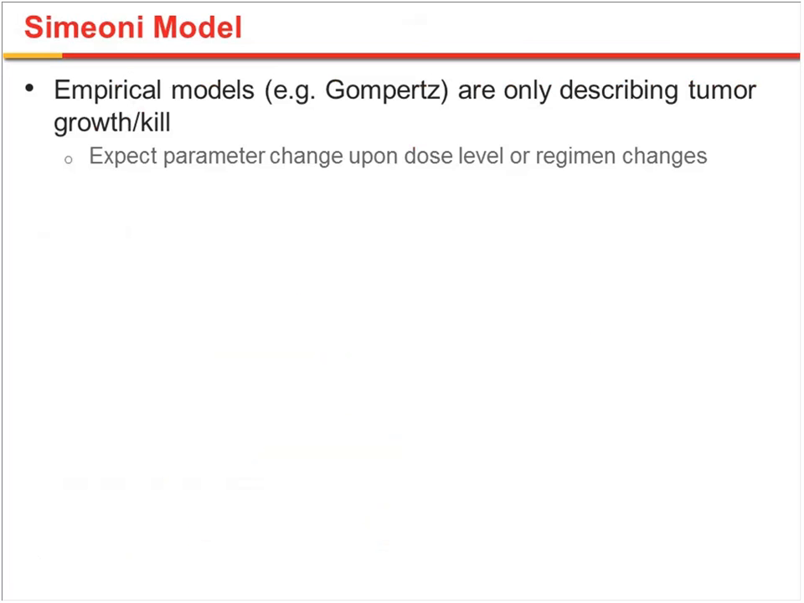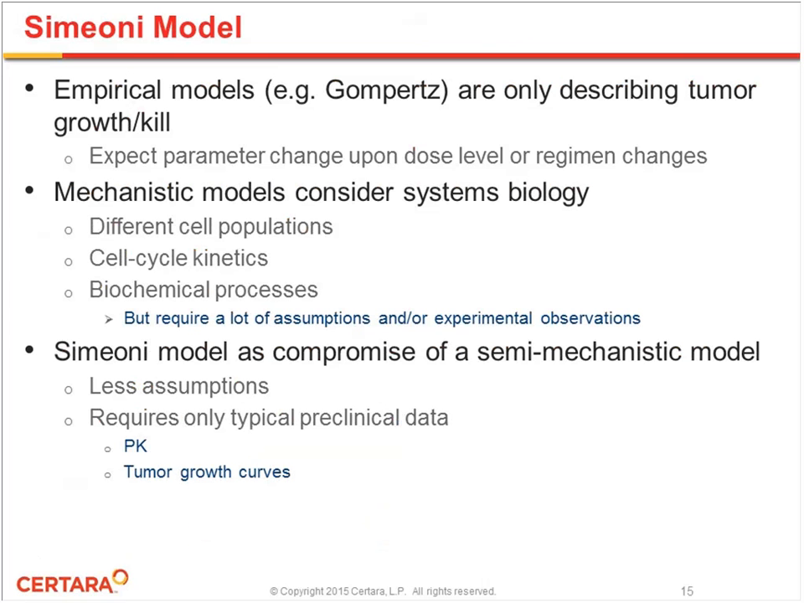So that's the Gompertz model. Now switch to the Simeoni model. Before going into the code, actually, just a few comments. The Gompertz model is known as an empirical model. It is only describing tumor growth. And when you change the dose level or the regimen, you will expect also some parameter changes.